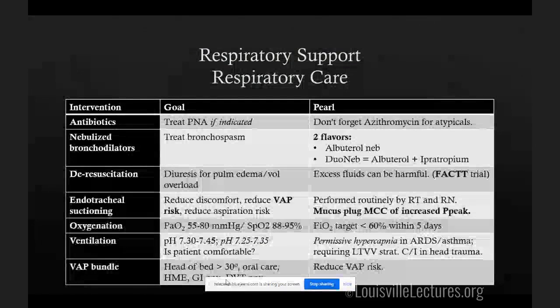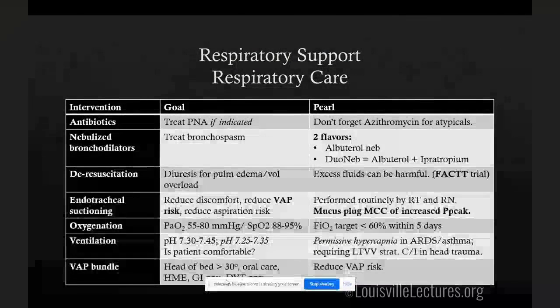And finally, we talked about the VAP bundle. Again, it keeps popping up because it's incredibly important to make sure these orders get in so that we can reduce the risk of adverse complications while on the ventilator.